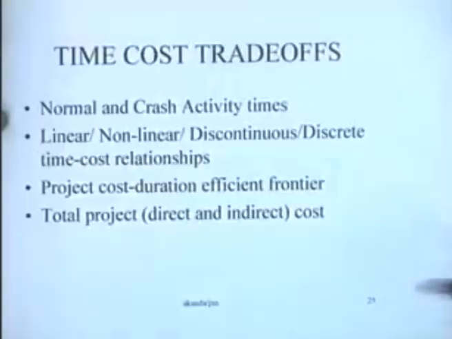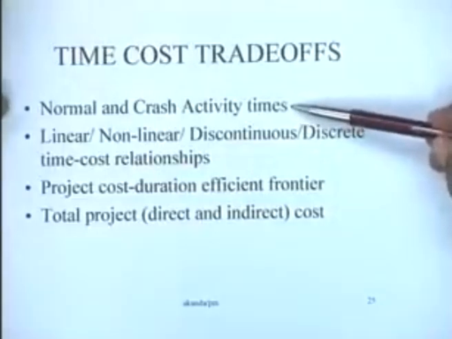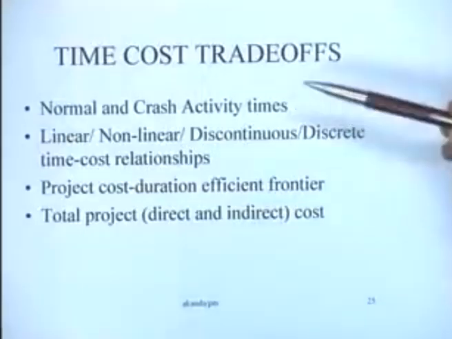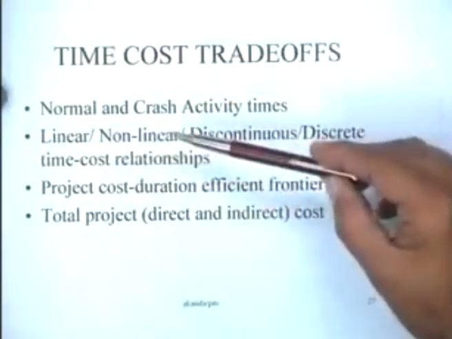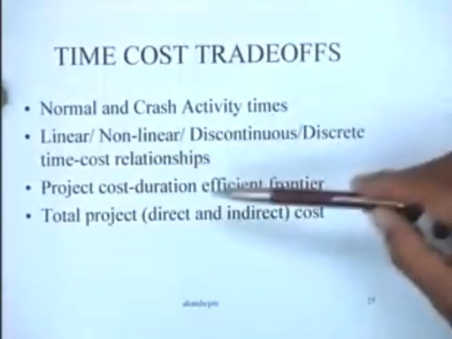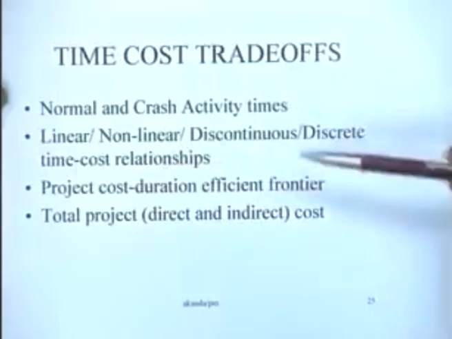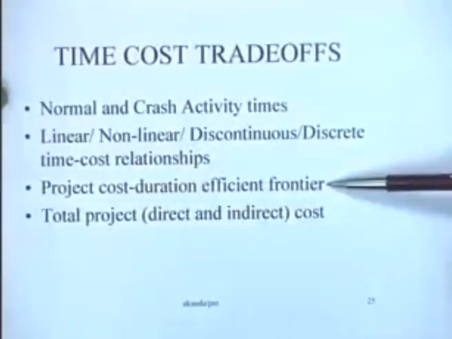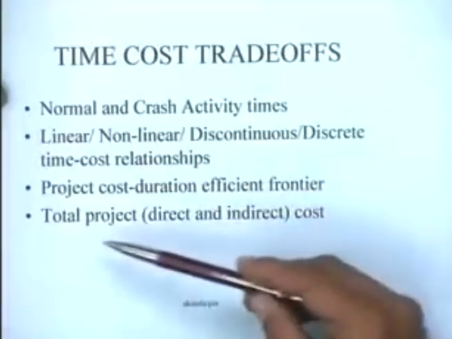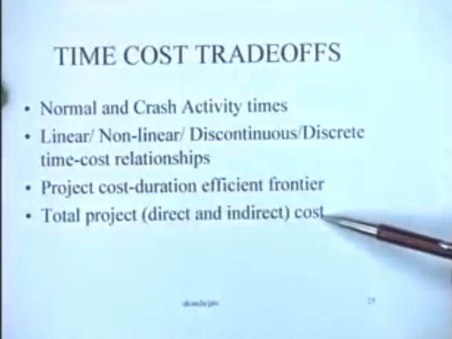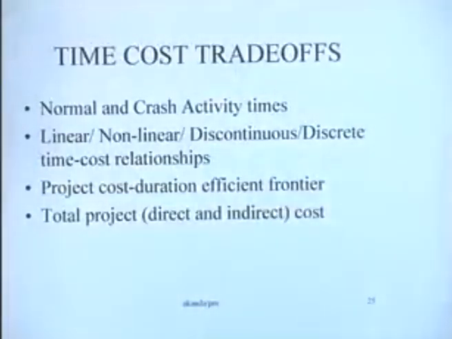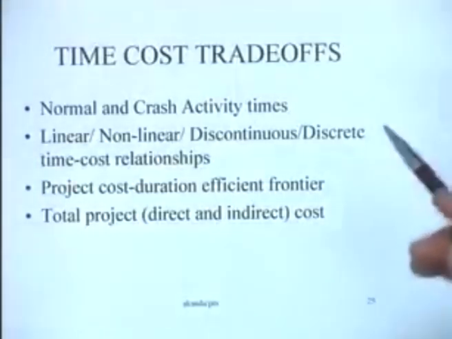In time cost trade-offs, for instance, our concern is with trying to identify the flexibility in activity durations. So we talk about normal and crash activity durations. There could be various kinds of relationships: linear, non-linear, discontinuous, discrete time cost relationships. And the objective is to discover ultimately the project cost duration efficient frontier, and from here to identify the total project cost consisting of both the direct and the indirect costs. So there are a number of procedures available for doing this kind of thing.